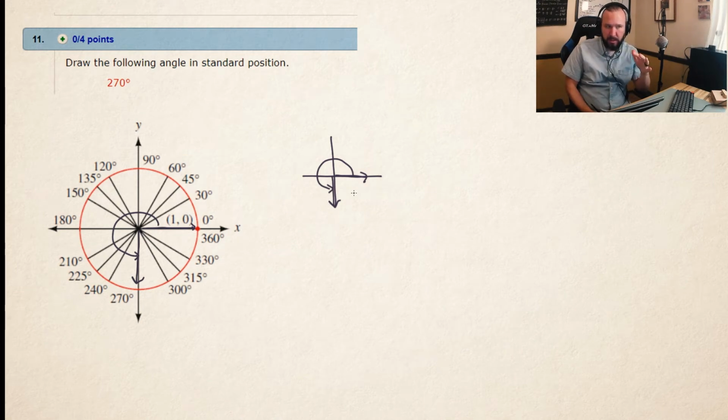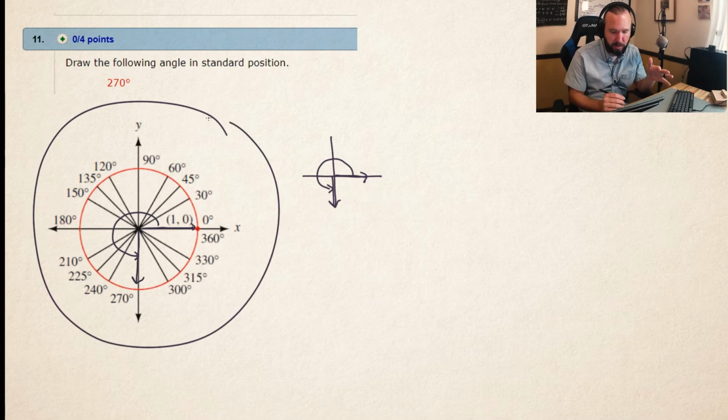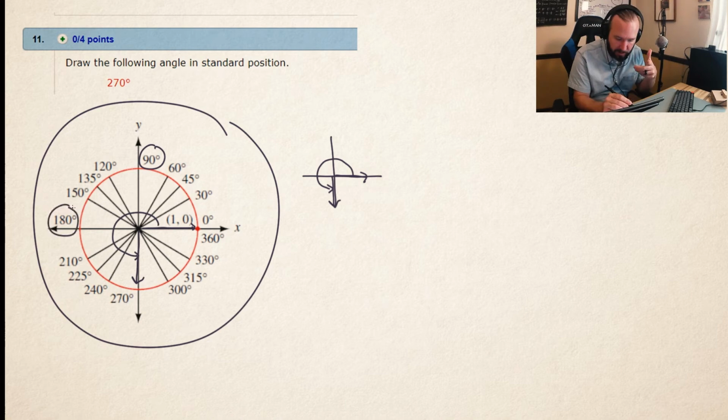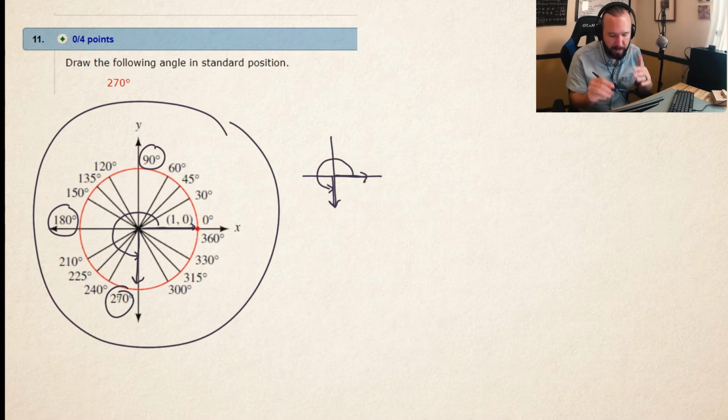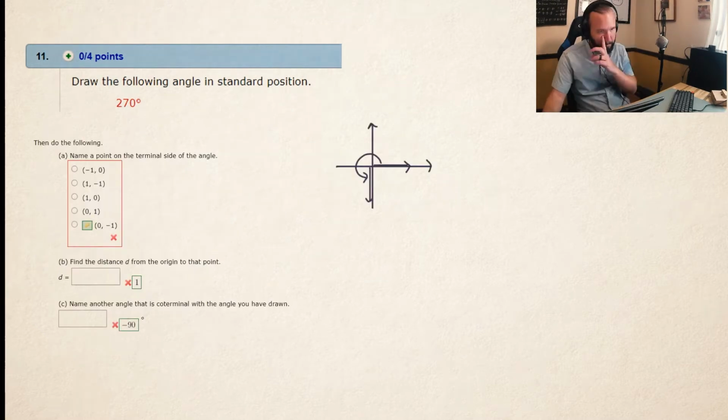So really the intent of this exercise is for you to just start to familiarize yourself with this picture, because we're going to use it a lot in this class. So basically, we start going around and we hit these axes at 90 degrees, 180 degrees, and then 270 degrees. So really do your best to have a good stare at this picture, so you can start to commit to memory where all these angles live.